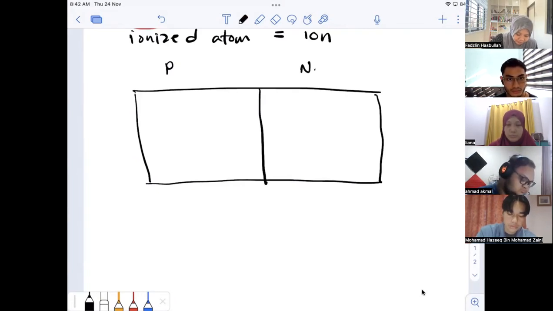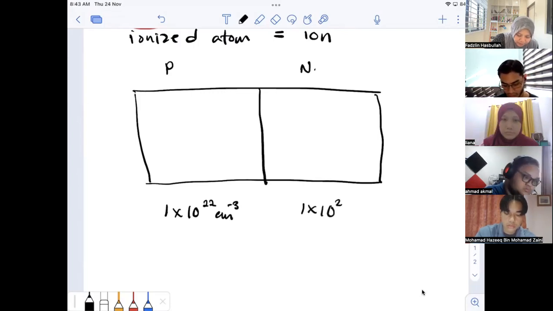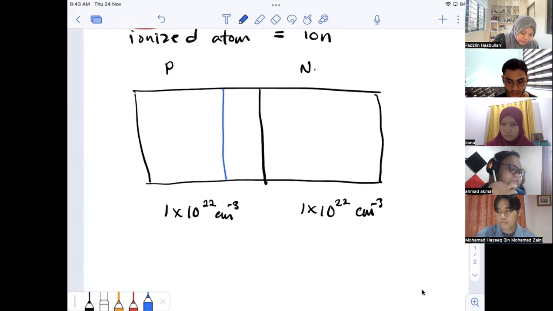Now, if it's the same concentration, let's say this is 1 times 10 to the power of 22 per centimeter cube, and this is 1 times 10 to the power of 22 per centimeter cube, but it's a P and N. How does the depletion region look like? When I drew, it should be the same width.